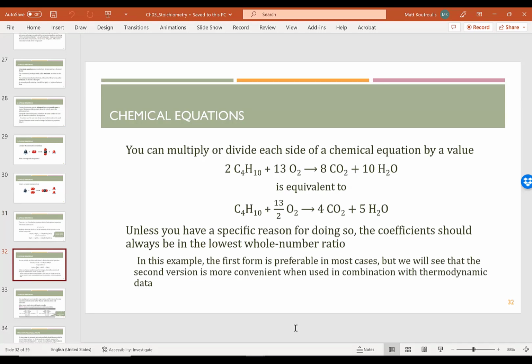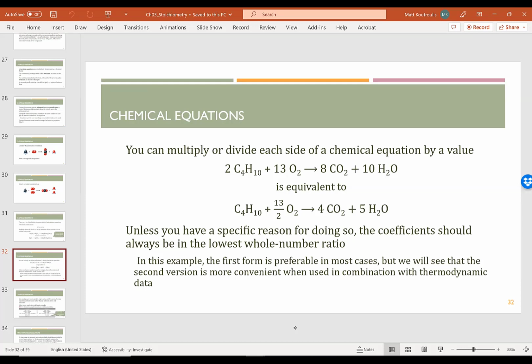You can always multiply or divide each side of a chemical equation by a value. It may no longer appear, though, in a form which is nice. So if I asked you to write this equation, the combustion of butane, there's really only 2 answers that I would accept. That's the top one and the bottom one here. The first version has coefficients 2, 13, 8, 10. 13 is a prime number, right? So it has no common divisors other than 1. So this is in the lowest possible ratio. I want everything to be in the lowest whole number ratio if I can.